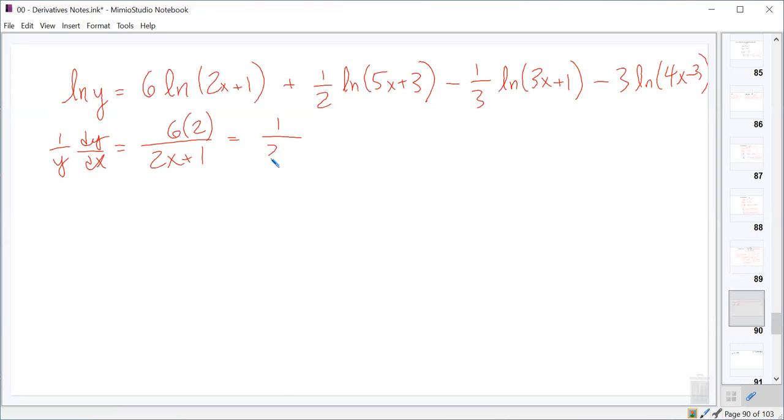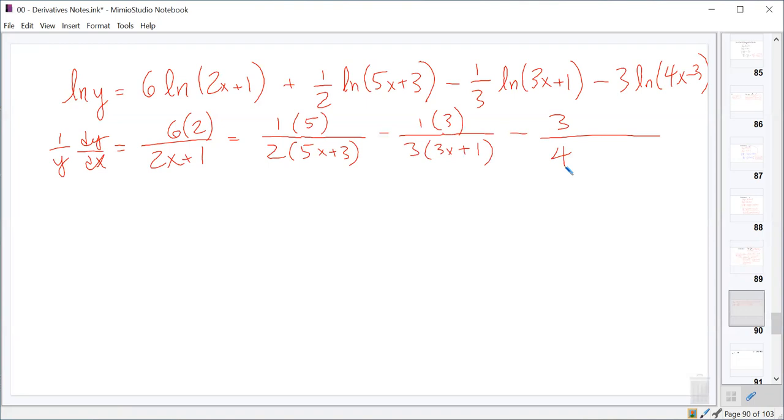And now we've got 1/2, and our natural log of 5x plus 3 should give us a 5 in the numerator and a 5x plus 3 in the denominator. And here we've got 1/3, and our natural log of 3x plus 1 should give us a 3x plus 1 in the denominator, and the derivative of the 3x plus 1 should give us a 3 in the numerator. And for the last piece, we've got a 3, and the natural log u should drop a 4x minus 3 to our denominator with a 4 for the derivative of 4x minus 3 up in the numerator.